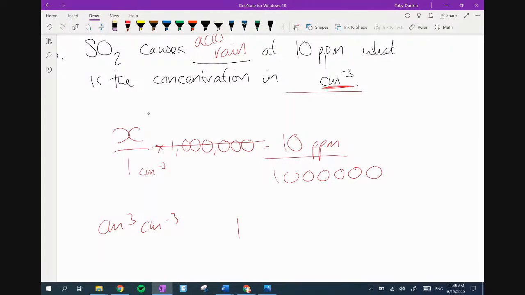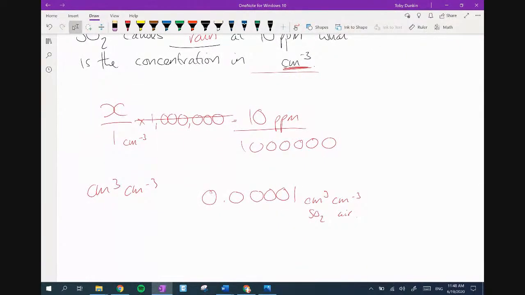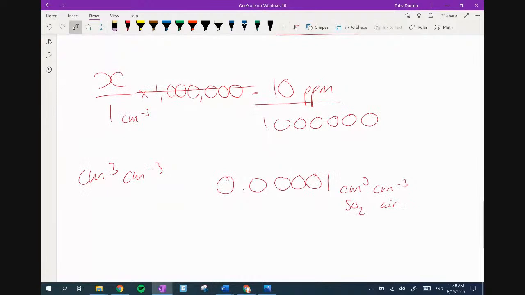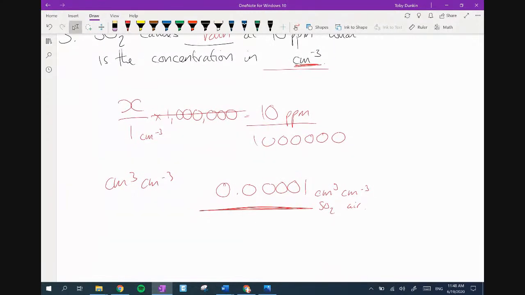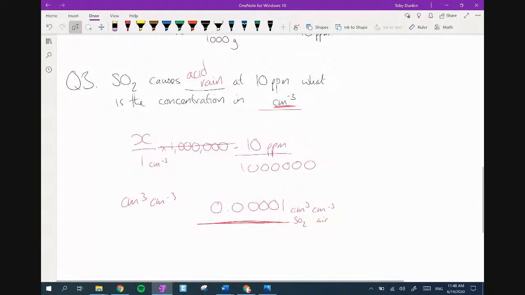So you can see why they give it in parts. Oh, shift eng. There we go. 0.00001 centimeters cubed per centimeters cubed of air. That's centimeters cubed of SO2 per centimeters cubed of air. That's actually what it's saying there, which is fascinating. It'd be interesting for me to find a gas question for you to see how they do it. But you can see why the number is so small, and why they'd use parts per million instead. That's per gas molecule. So really interesting. So you kind of get the point.